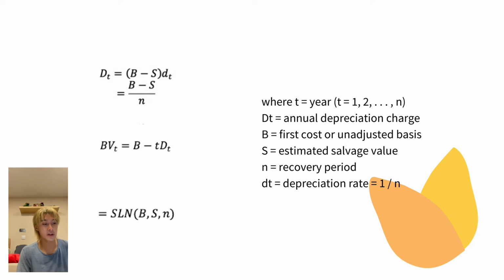Since the asset is depreciated by the same amount each year, the book value after t years of service, denoted by BV_t, will be equal to the first cost B minus the annual depreciation times t. Here is the formula: BV_t equals B minus t times D_t. The spreadsheet function to display the annual depreciation D_t in a single cell operation is SLN (B, S, N).